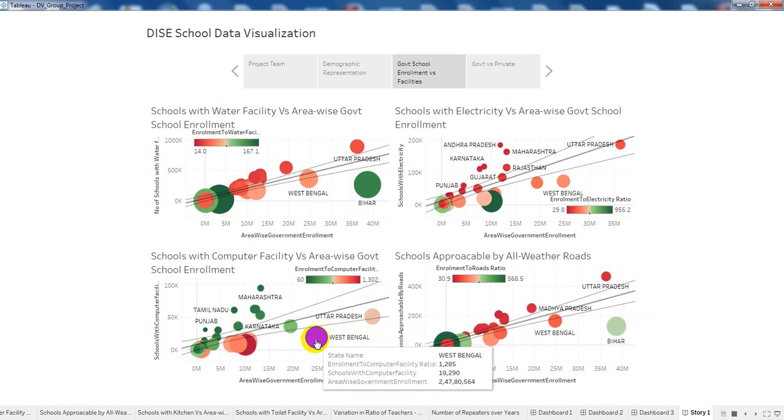We can look into it in another way. If the enrollment is quite high in their states, the government can put more computers so that they can provide quality education to the students.